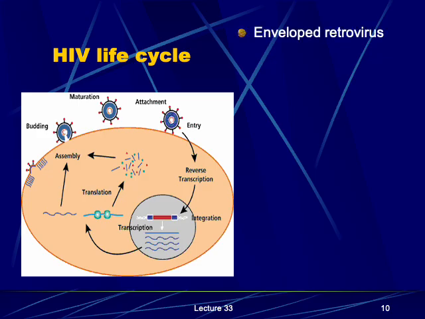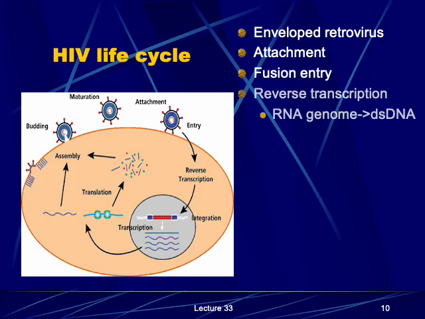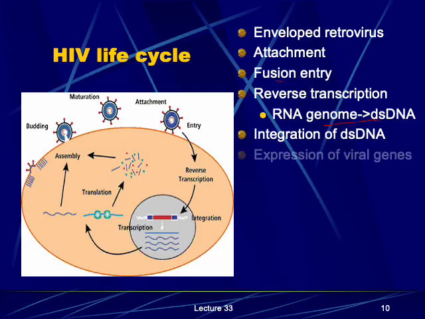Well, so let's talk about the HIV life cycle here. It's an enveloped retrovirus. I'll go into the details after this slide, but it's an enveloped retrovirus. It's going to attach. It's going to enter by fusion. And the reverse transcription happens, meaning RNA is released from the virus. That's the RNA genome. And reverse transcription uses the RNA single strand to make double-stranded DNA. The double-stranded DNA is then integrated.